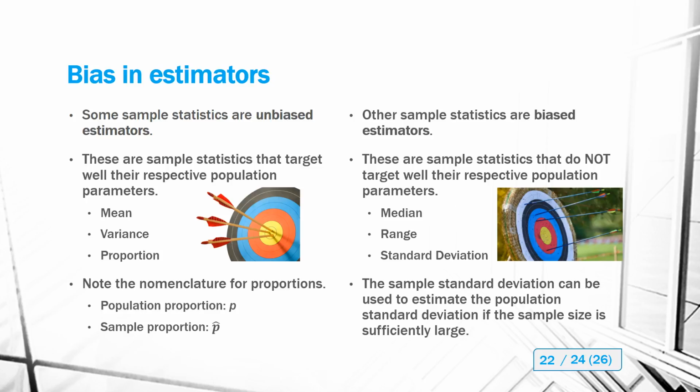What I would encourage you to do is to just ignore that. Don't compare the numbers. Even though it may seem like that's the thing you need to do, the way to get the right answer in these problems is to understand that mean, variance, and proportion are unbiased estimators. They target well their respective population parameters. Median, range, and standard deviation are biased estimators because they don't. Just stick with that, and that will see you through.